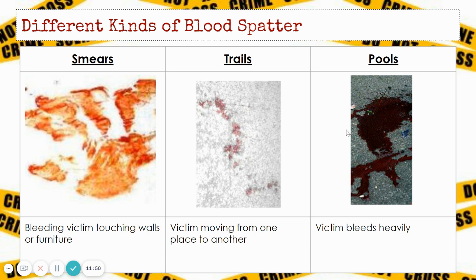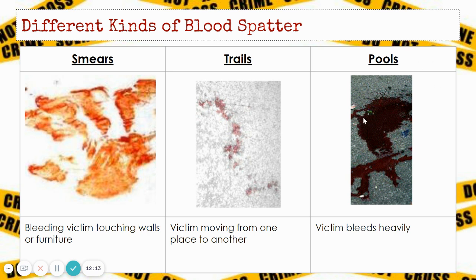A trail shows a victim moving from one place to another. So whoever was bleeding, you can follow their path of movement based on those trails. They may or may not be passive drops. They could be passive drops. They could also be arterial gushes. It's going to help us determine the direction that the victim moved.